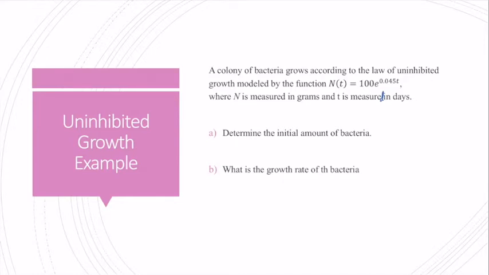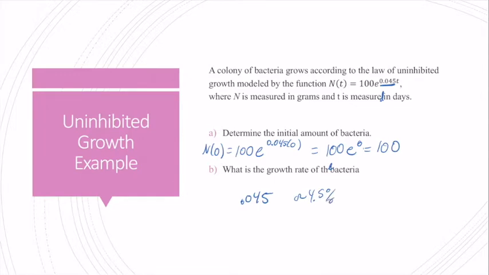So let's determine the initial amount of bacteria. That's when t is 0, so n of 0 equals 100 times e to the 0.045 times 0. That gives me 100 times e to the 0, which is 1, so I have 100. The growth rate of the bacteria is 0.045, that's our k constant, or 4.5%. And we got all of that from the equation, which will be given to us.